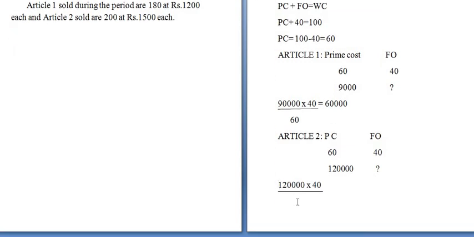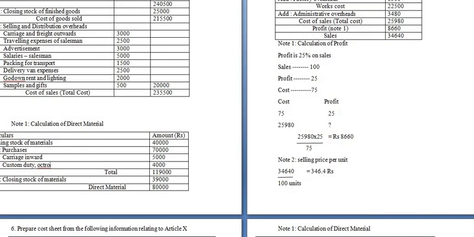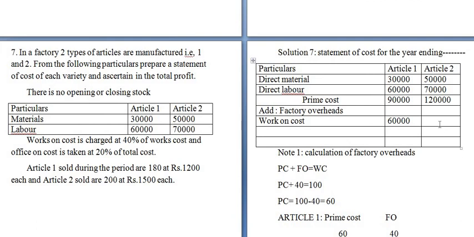Okay, divided by 60. So calculate this, check how much you will get. It is 80,000. Okay, now again go through the chart. It is 80,000. In bracket you can write note 1.